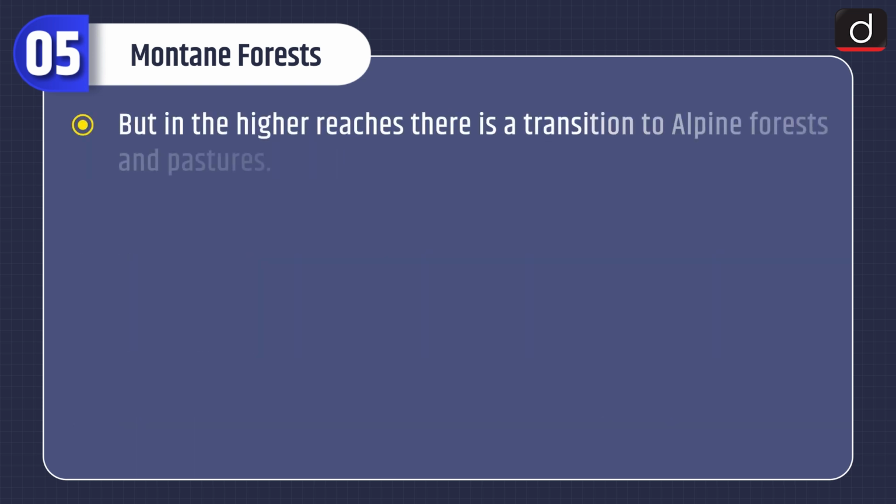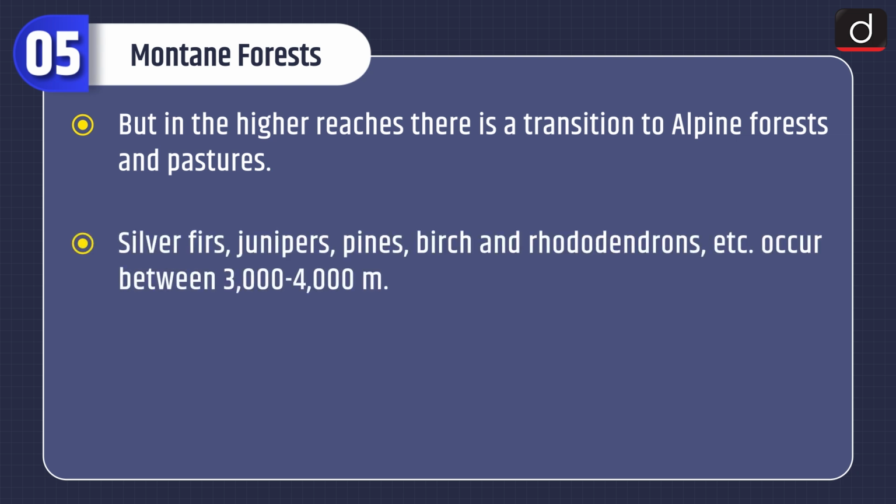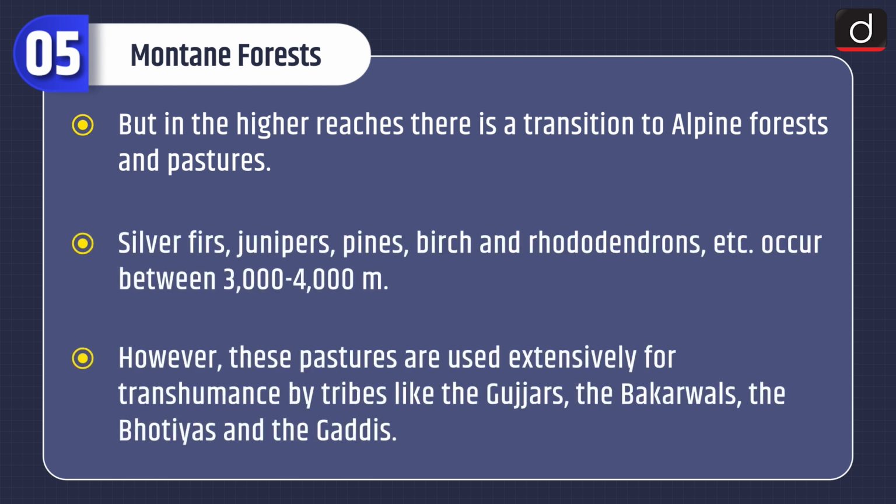But in the higher reaches, there is a transition to alpine forest and pastures. Silver firs, junipers, pines, birch, and rhododendrons, etc. occur between 3000 to 4000 meter. However, these pastures are used extensively for transhumance by tribes like the Gujjars, the Bakarwals, the Bhotias, and the Gaddis.